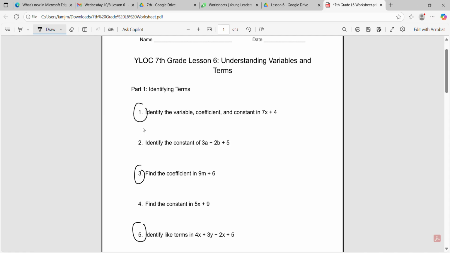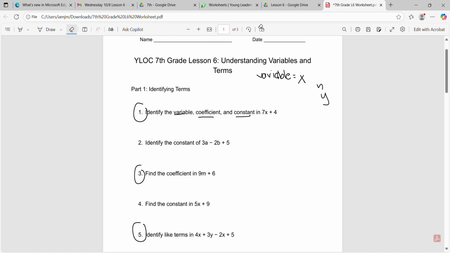So let's move on. Number 1, identify the variable, the coefficient, and constant. Since we don't know, I'll teach you the definitions of these and how to find these terms. A variable is the unknown number. It represents something. In this case, it would be x. Sometimes people might use n, y. It depends. It's the unknown variable. Variables are the unknown number that we substituted with a letter.